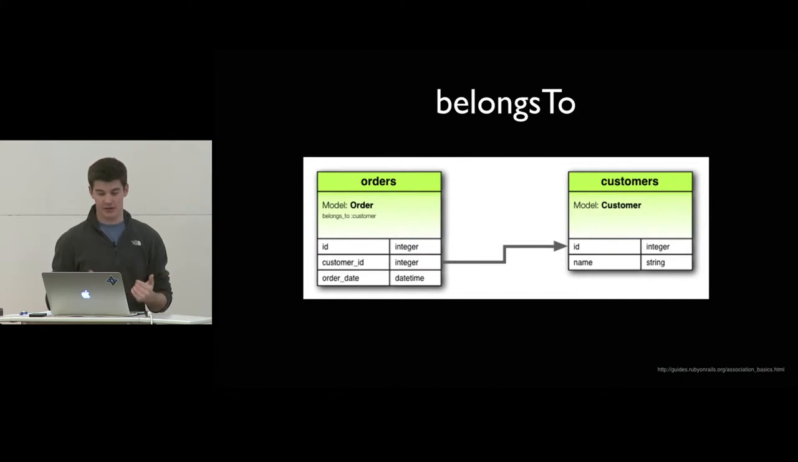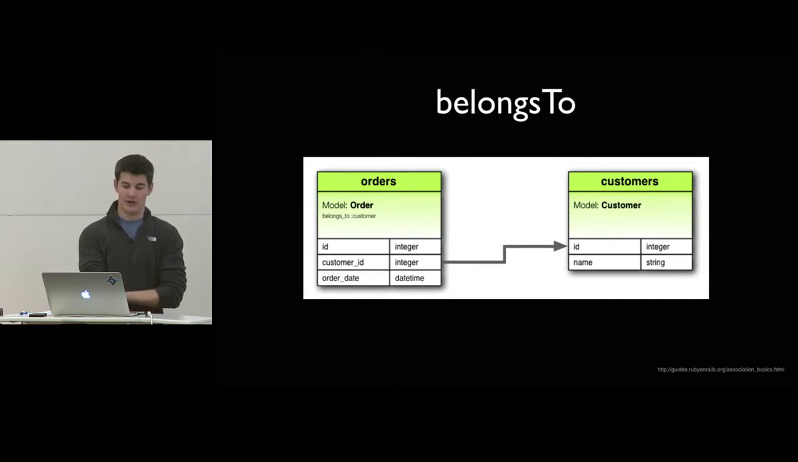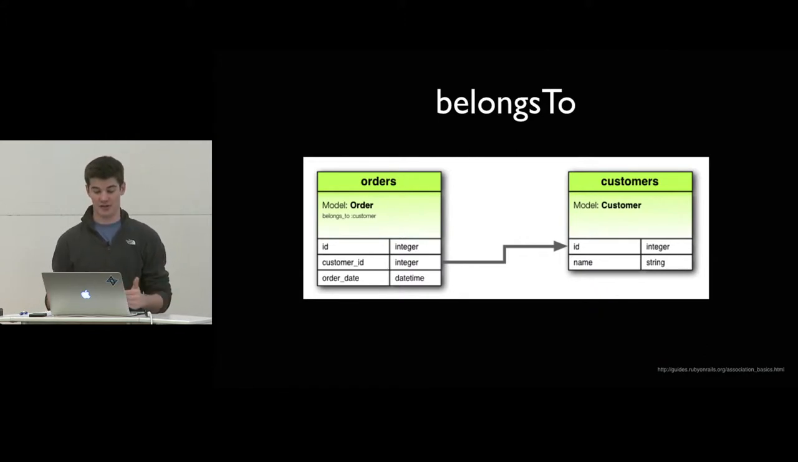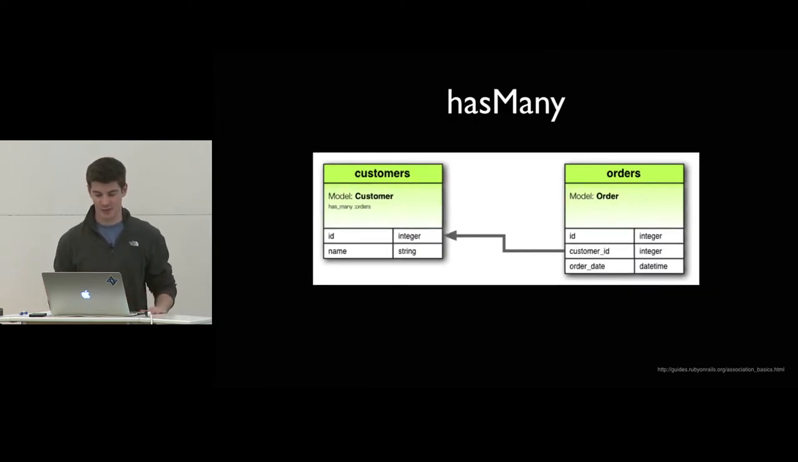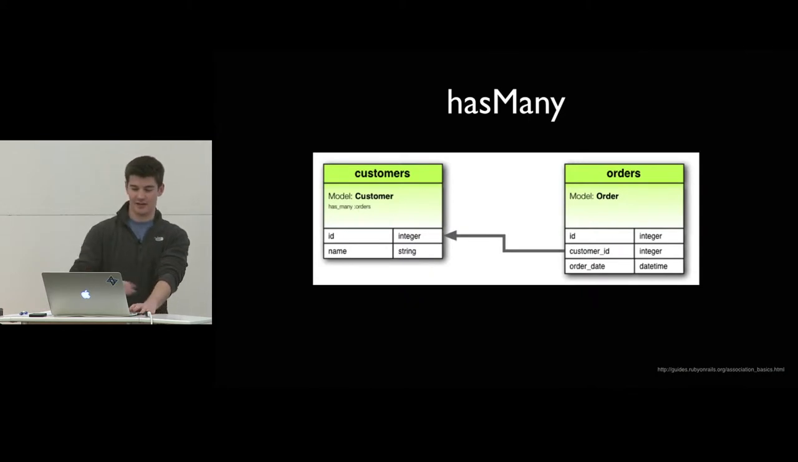Whereas there's a belongs to. An order could only be placed by a customer, whereas a customer might have a bunch of orders. The order only belongs to a single customer. You can't have three different people buying the same thing in this example. And then a has many, like I said, the customer has many orders, but not the other way around.